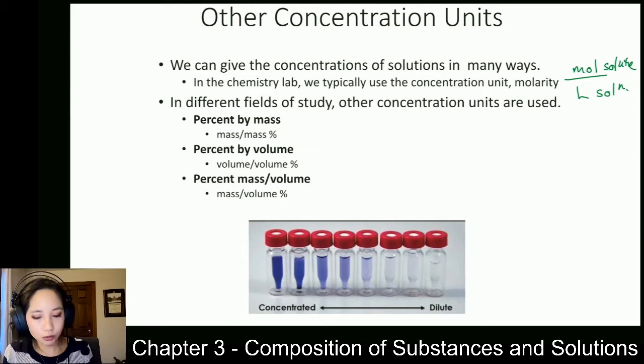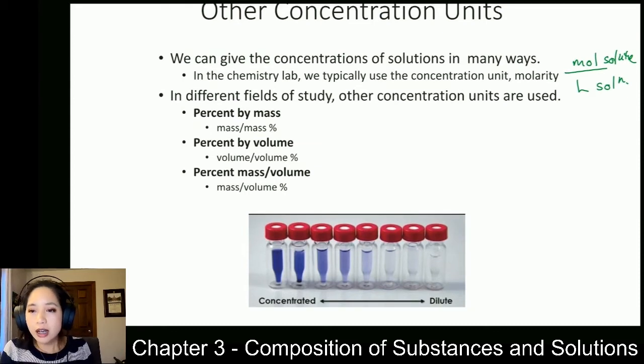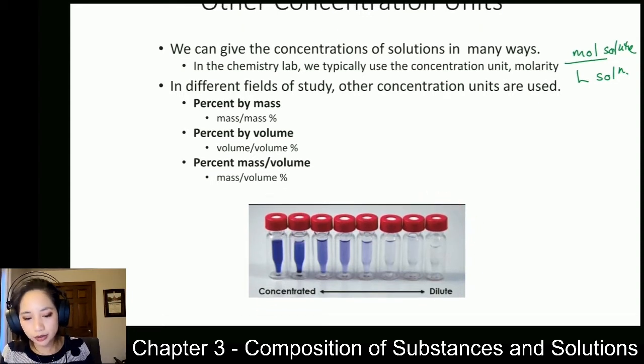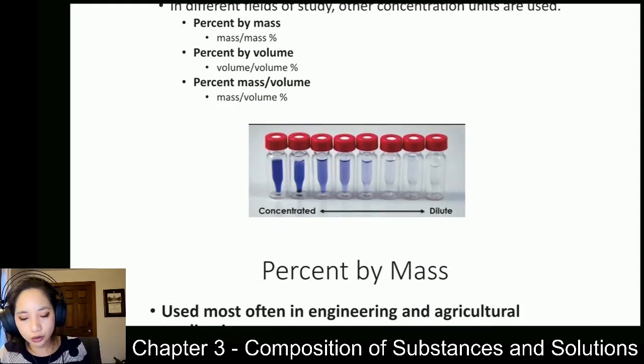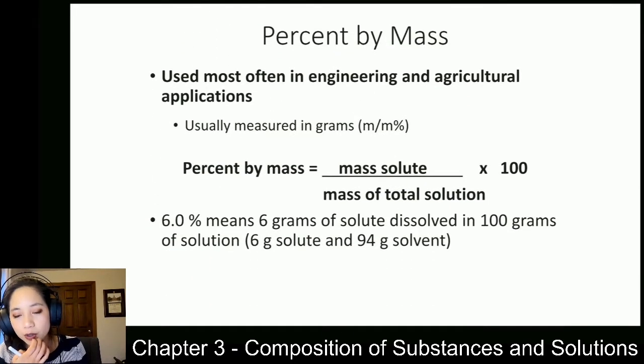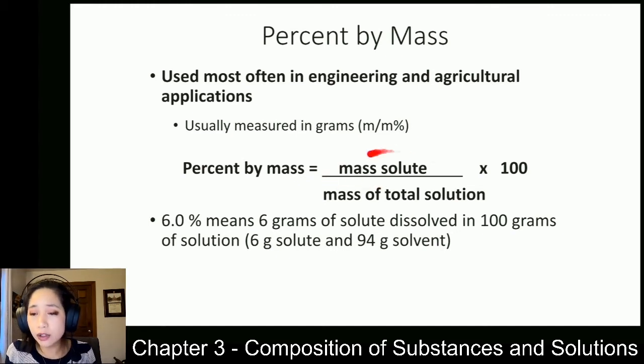So let's just go through those different units. Again, all of these units just convey concentrated samples and dilute samples, how much solute is dissolved in your solution. Okay, so the first one is percent by mass. This one's often used in engineering and agricultural applications. Percent by mass is the mass of the solute that's dissolved divided by the mass of the total solution, multiplied by 100 to get it into a percent.